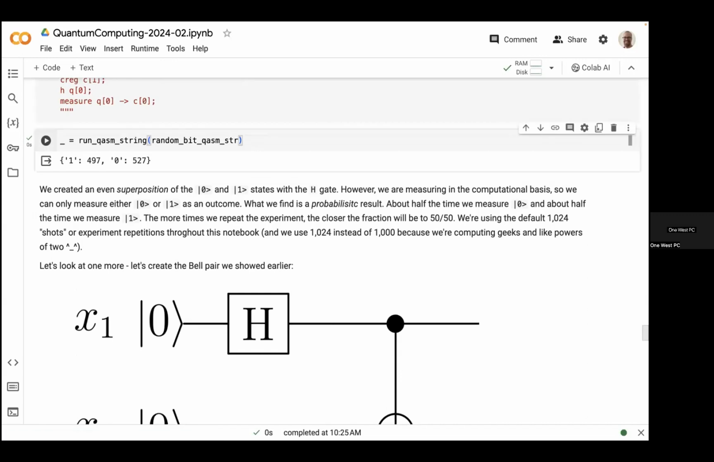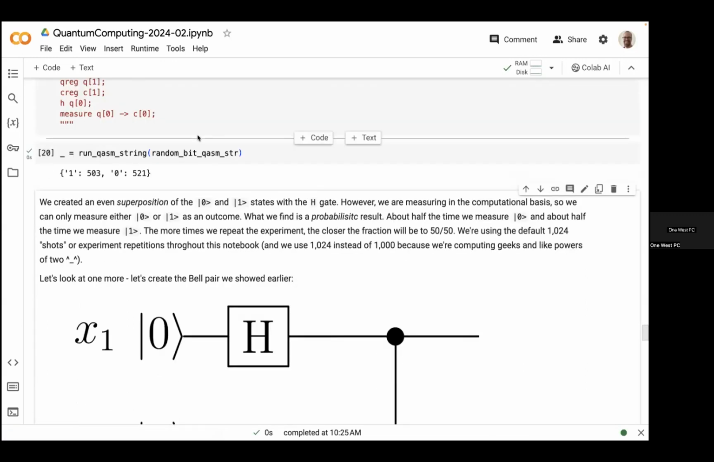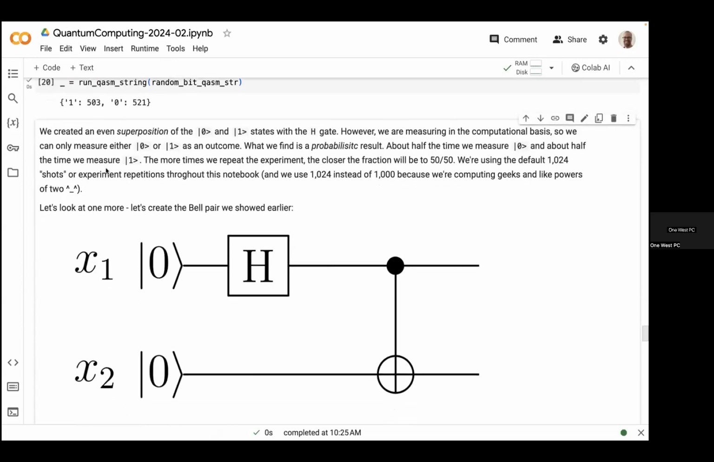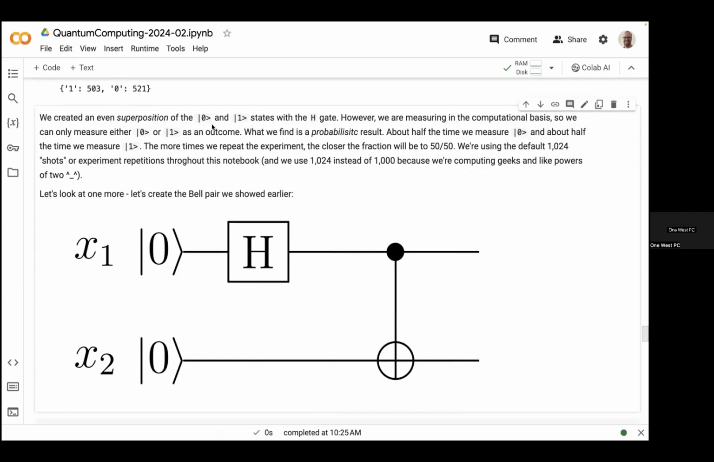You can run it many times and look at the statistics, and you'll see that on average, you get half of the results in the 0 and half of the results in the 1, and that's just what that circuit does. Okay, very exciting. That's because we created this even superposition of 0 and 1, and then we're measuring, so we're going to get this probabilistic outcome.